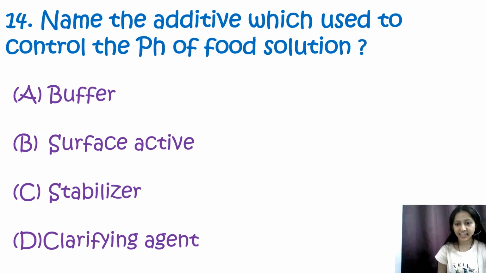Next, question number 14. Name the additive which is used to control the pH of the food solution. So options are buffer, surface active agents, stabilizers and clarifying agent. So over here my correct option is A, that is buffer. So buffers are used to control the pH of the food solution. We know that buffers can alter and control the acidity and alkalinity of the food at a specific level, which is important in processing, taste or food safety. So over here my correct option is A, that is buffer.